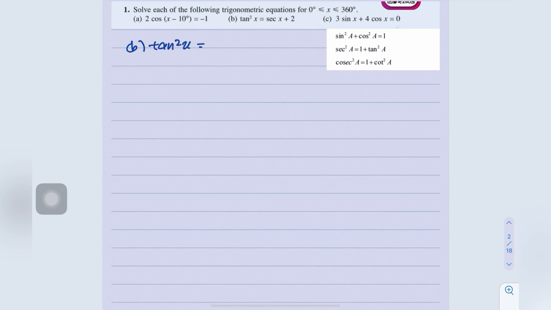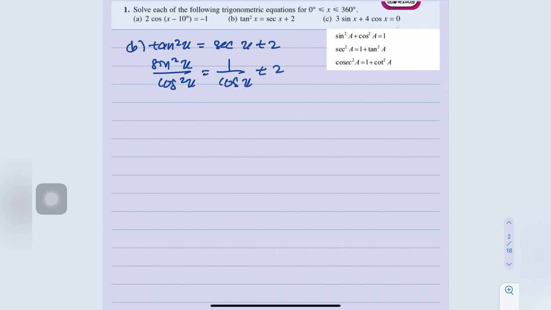Tangent squared x equals secant x plus 2. Okay, to solve this question, actually there are a few methods. Maybe you can substitute tangent by using the basic identity, tangent squared is secant squared minus 1. Okay, but I don't want to use that one. I just substitute tangent is sine over cos. Okay, so tangent squared is sine squared x over cos squared x. Okay, secant is 1 over cos plus 2.